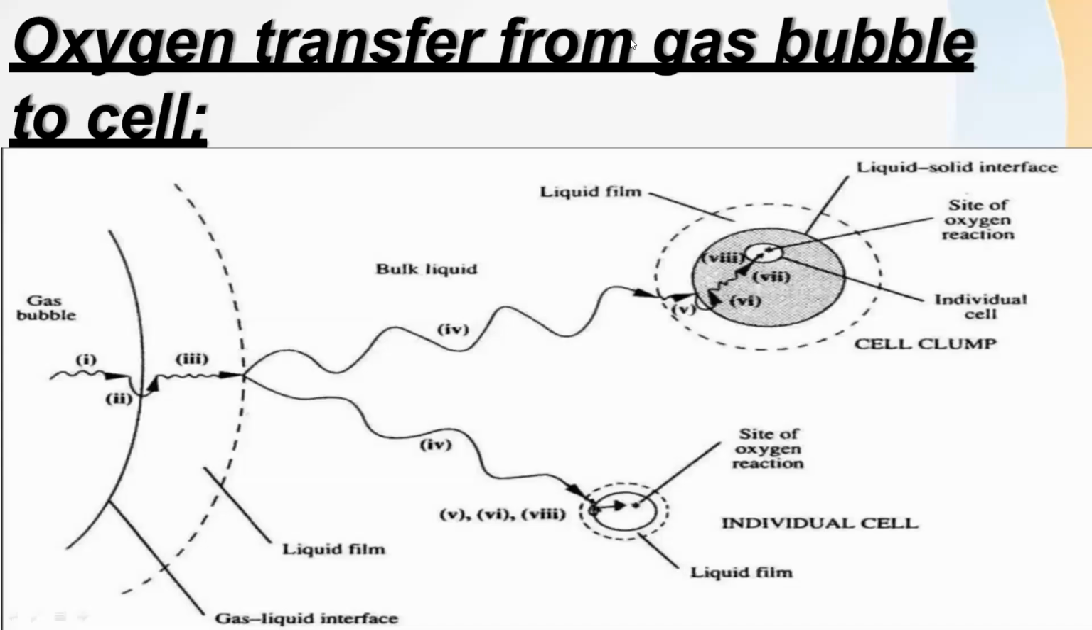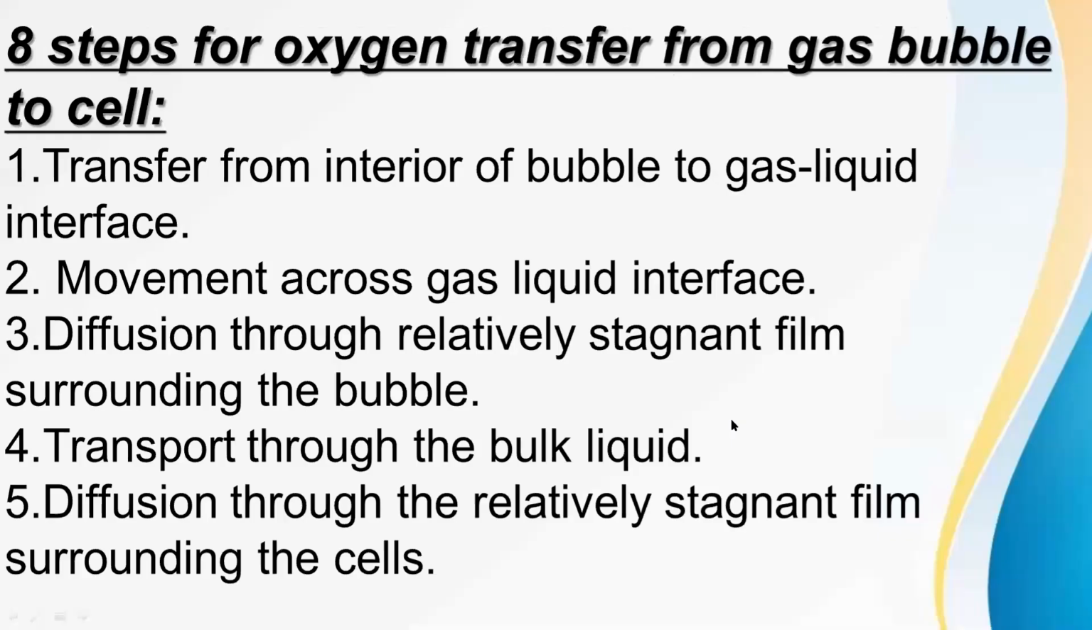Okay, so we were looking at this mechanism. Now there are two places where there is an interfacial transport. First is at the gas liquid interface, and second is at the solid liquid interface. At both places, the mass transfer coefficient plays a very important role, and that's why we need to determine the KLA value. Now, what are the 8 steps for oxygen transfer from a gas bubble to the cell?